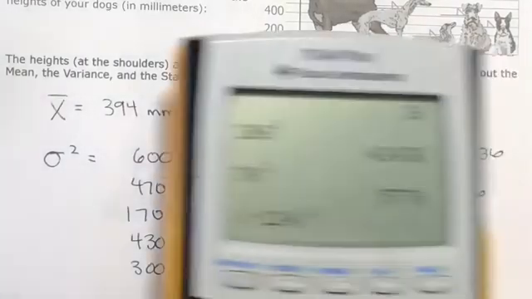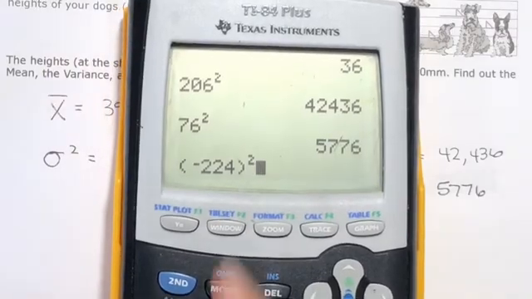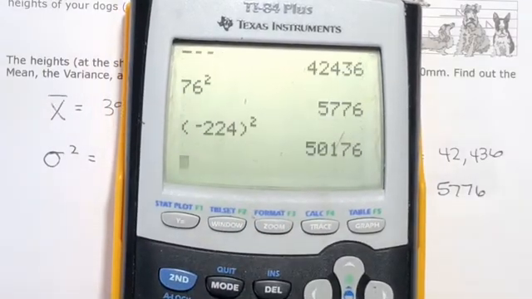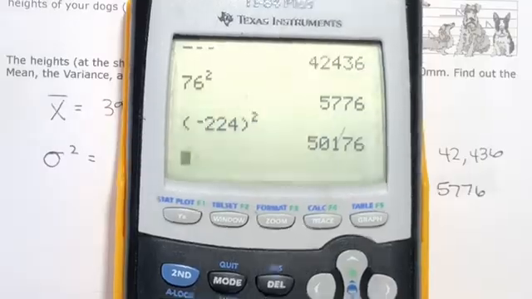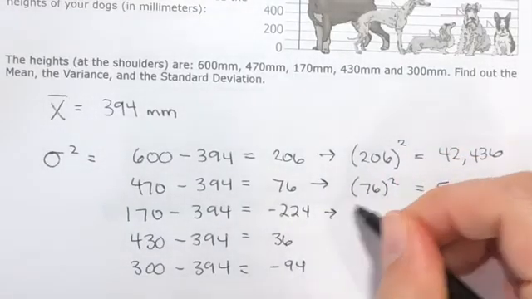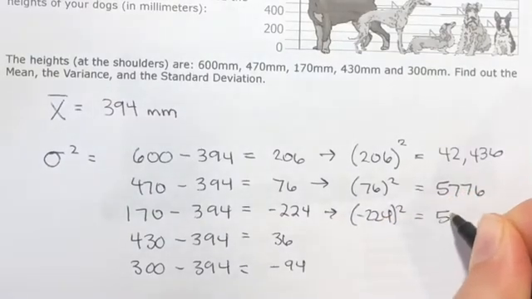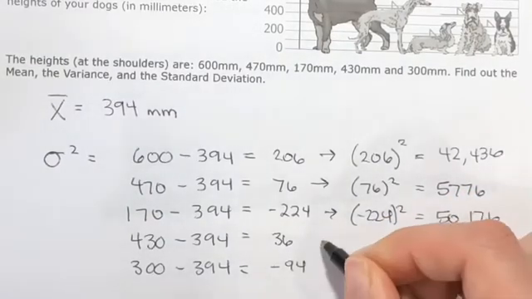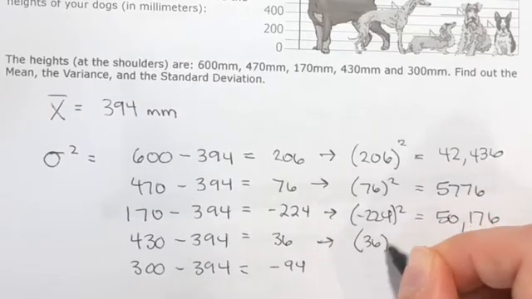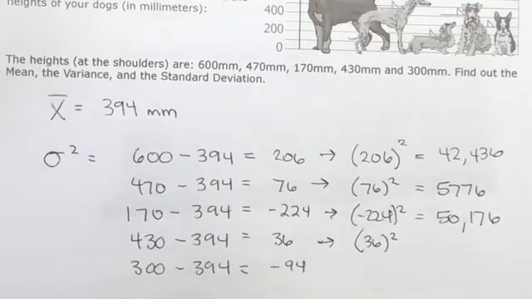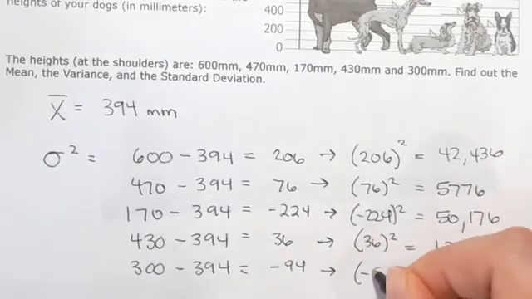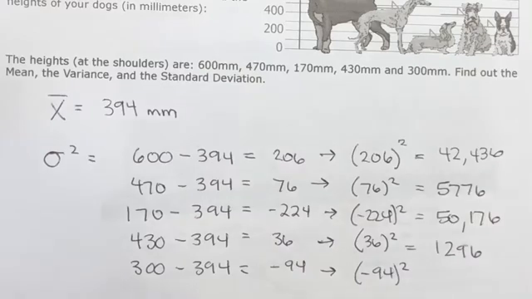Just a reminder, when you square a negative in your calculator, you do have to put it in parentheses or your calculator will keep it negative when it should be positive. So just be careful. I have students make that mistake quite a bit still. So we get 50,176. Then 36 squared. You can see why, if you had a big data set, this would not be fun to do by hand. This is only 5 numbers and it gets boring really quick. One more, negative 94 squared.